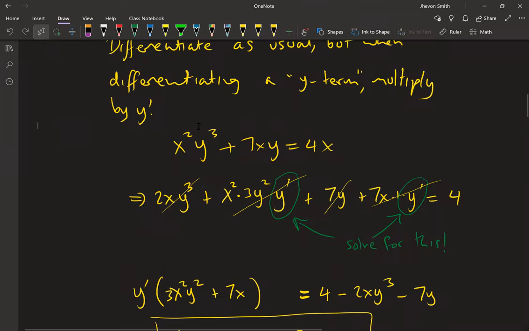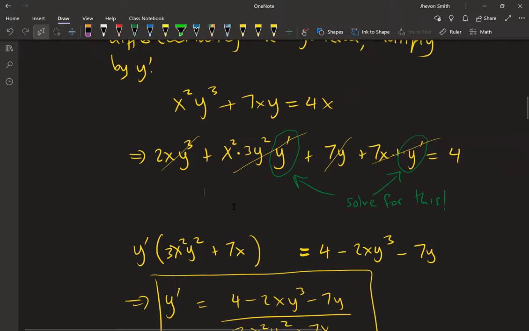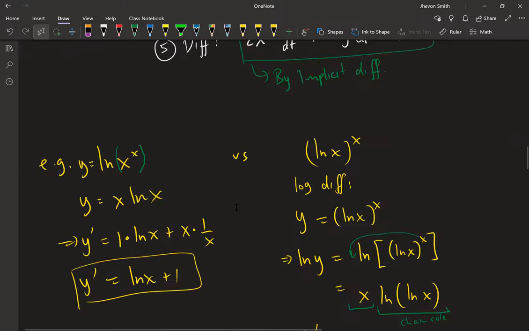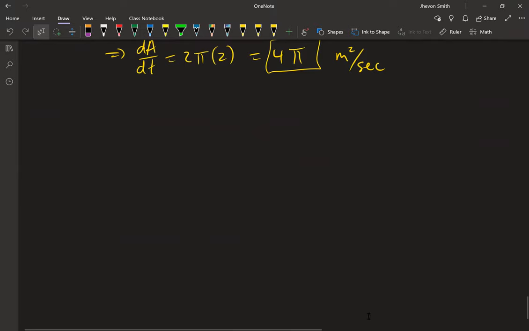So here we go through, we differentiate this term by term. The first term needs the product rule, so I do the product rule. Differentiate the x, leave the y, plus leave the x, differentiate the y term, and then I multiply by y prime. So we kind of went over that discussion before you came in. But I guess if I can pull up the problem that you're talking about, which is very similar to the example I did earlier.